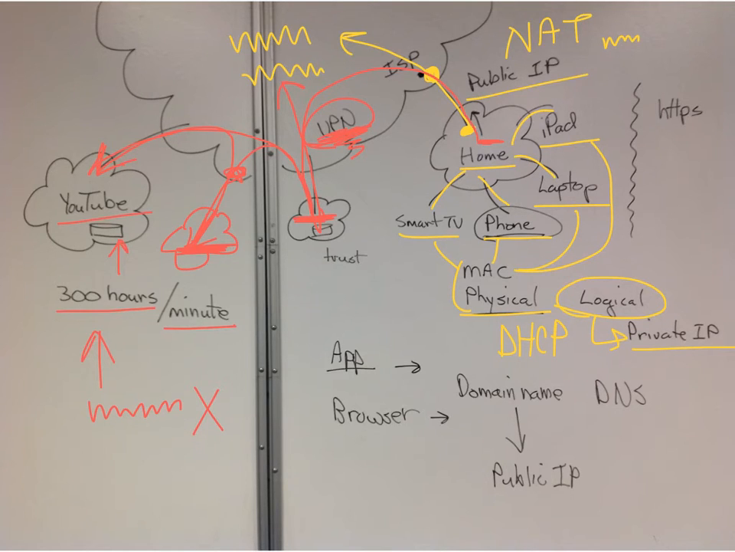Alright, a couple other things. We talked about how you get to YouTube from your phone. Most students said they have an app, or you could use a browser. It uses a domain name, which is converted using DNS to a public IP, and then that's what's used to go through the internet. You should always be aware of whether your traffic is being encrypted or not. The S stands for secured.